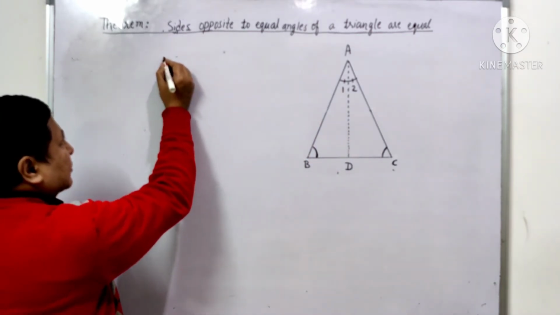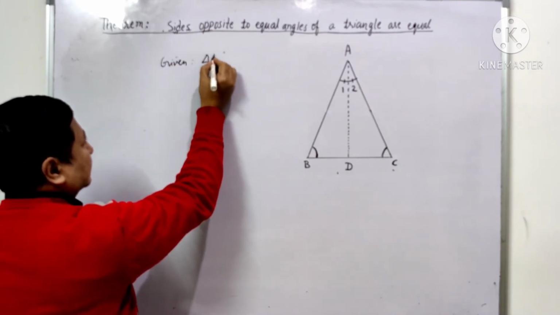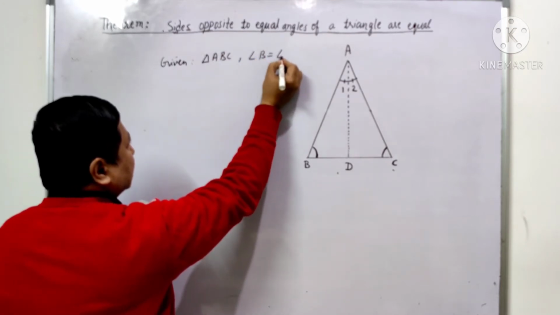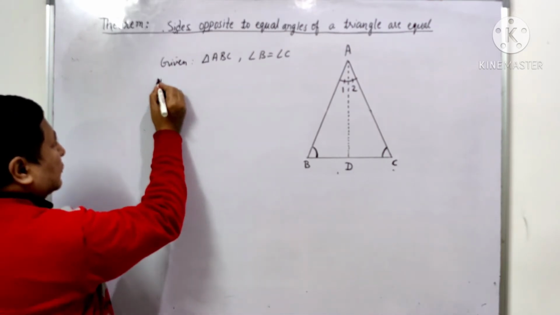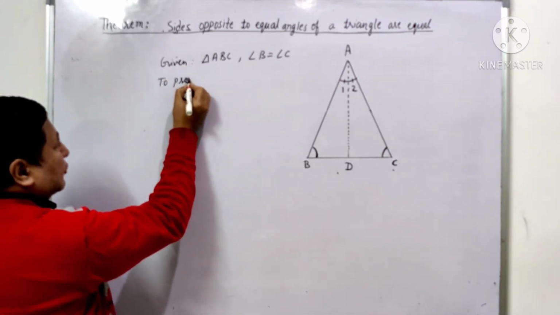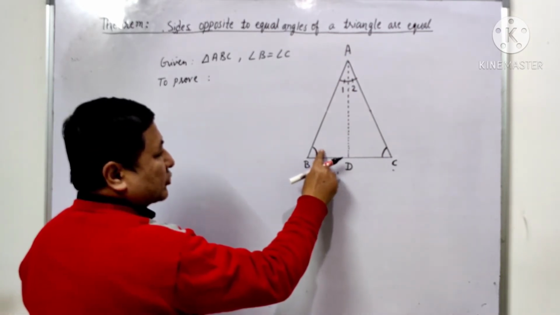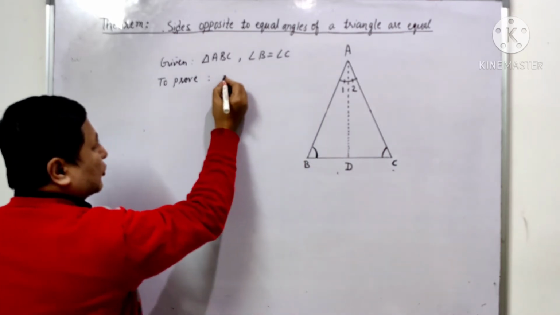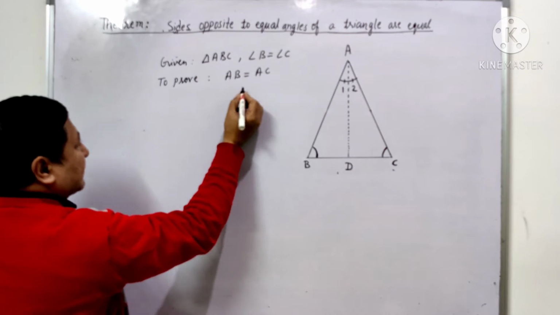Now what is given in the question? Triangle ABC in which angle B is equal to angle C. This angle B and angle C are equal. And what we have to prove? We have to prove that the side opposite to angle B is AC and the side opposite to angle C is AB. We have to prove that these two sides are equal, that means AB is equal to AC.